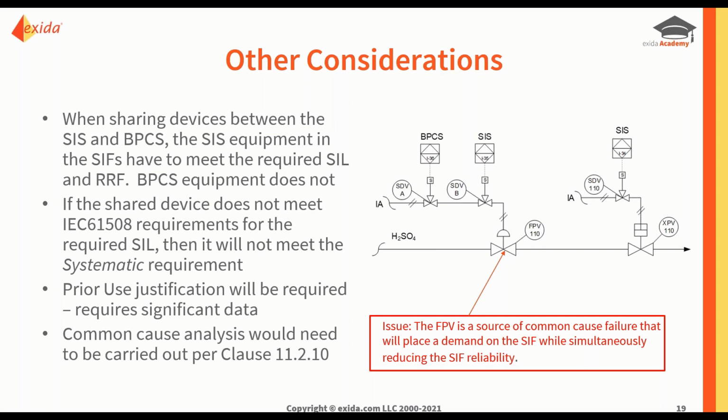So what we would have to do is a prior use justification on that FPV 110. And this would require significant data, not just the volume of operating experience, but also the quality of the data, to make sure that it was accurate and we could rely on it. Common cause analysis would also need to be carried out per clause 11.2.10. So in this case, if this FPV was the source of the common cause failure, it would actually place a demand on the SIF, at the same time reducing the overall reliability, as I was saying. So we can't ignore that.